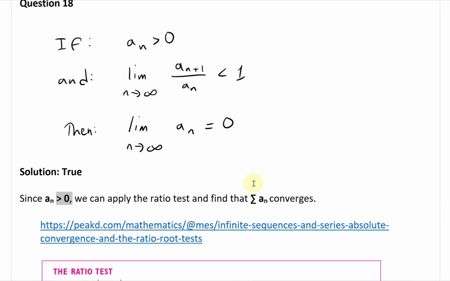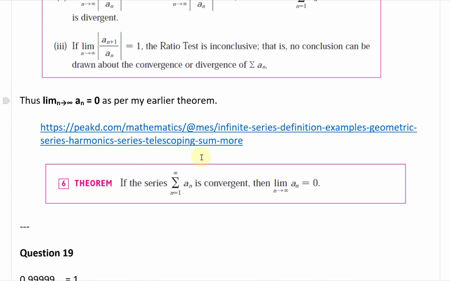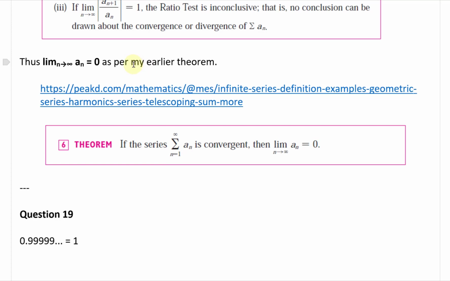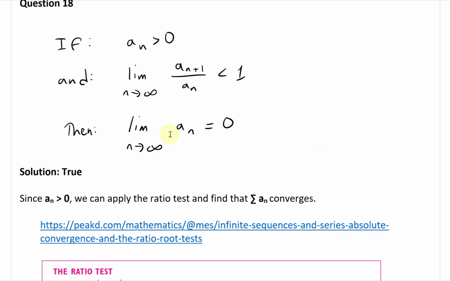So we know that this converges because this is less than 1, and thus the limit as n approaches infinity of an equals 0, as per the earlier theorem in my earlier video. Yeah, this is from the infinite series article/video. So if the series, the summation from n equals 1 to infinity of an, is convergent, then the limit as n approaches infinity of an equals 0. So hence, this is true. So it goes to 0 there.